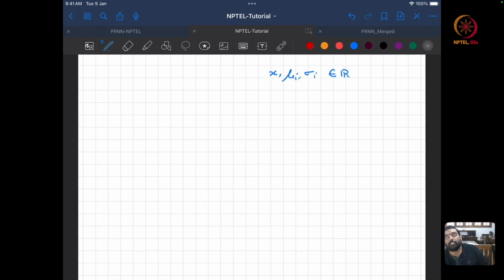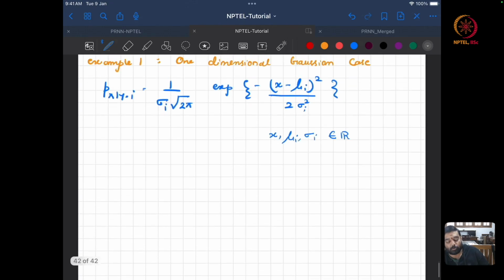Now the first thing is you have to find the log likelihood. The idea is the same. You have the form of the density, and then you consider all the examples, take the log likelihood, take the partial derivative with respect to the parameters, equate it to 0 and obtain the values. Okay, so this is the standard recipe that we will follow in this tutorial.